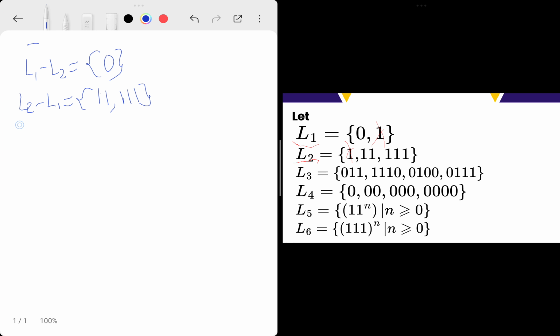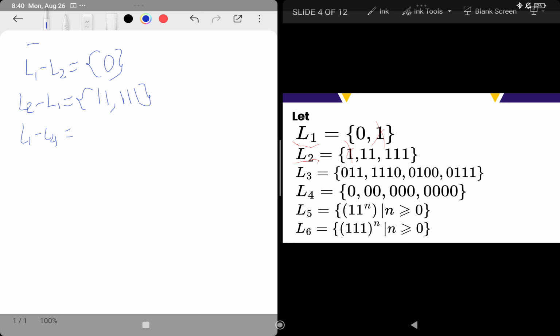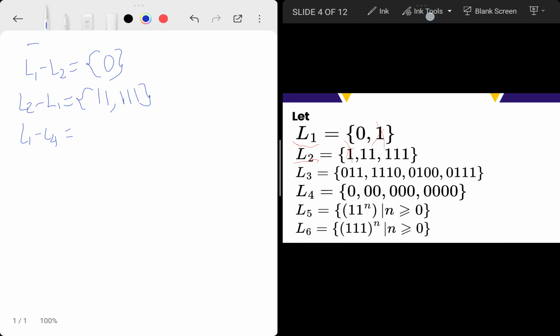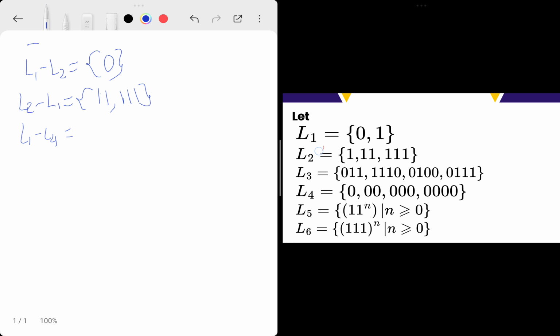Now, for L sub 1 minus L sub 4. Okay, so ang L sub 1 and L sub 4. So, kani siyang L sub 1 o ni L sub 4. Ang common nila is 0. Okay? So, common man nila 0. Ang nabilin sa L sub 1 is 1 only.